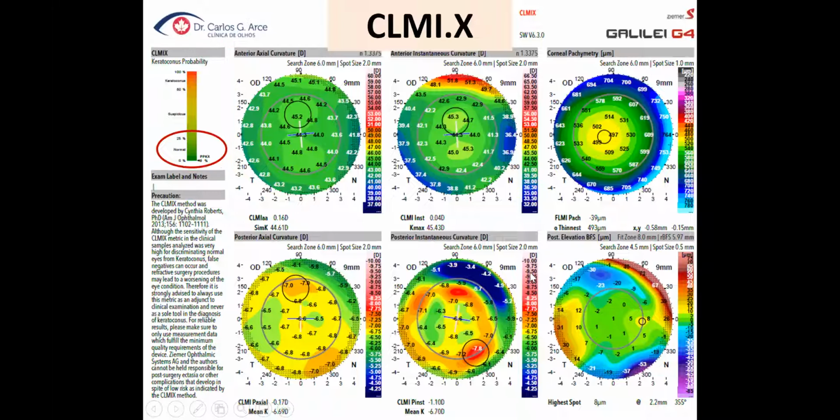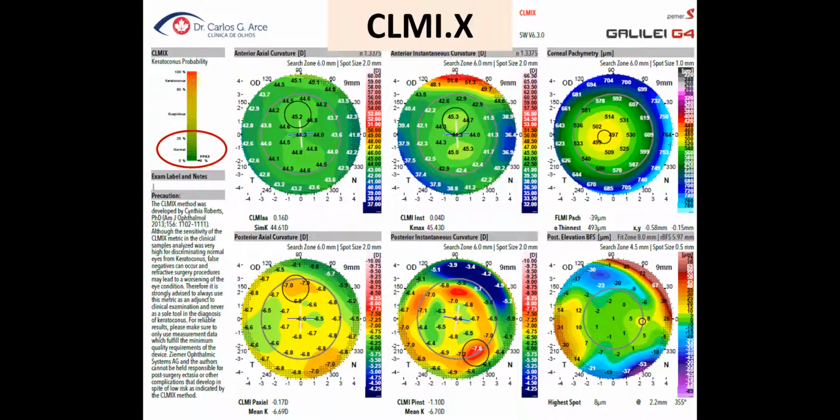The algorithm combining these asymmetric indices, pachymetry indices, and protrusion indices like Kmax produces a number. We already know that false negatives are very rare, extremely rare. False positives are possible in cases that are not actually keratoconus, but false negatives are extremely rare.